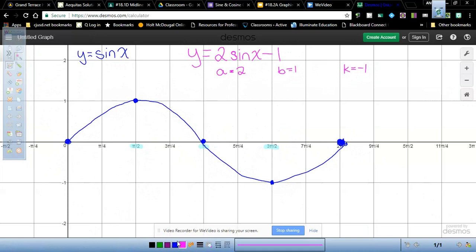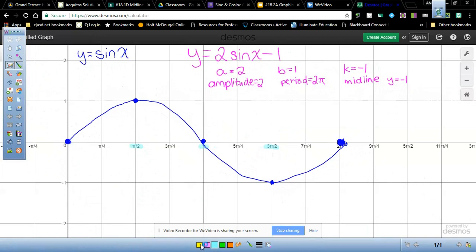Well, on a sine graph, an a of 2 means my amplitude is 2. My b being 1 means nothing happened to my period. And the standard period of both sine and cosine is 2 pi. And k equaling -1 means my midline happens through the horizontal line of y equals -1. So the first thing I'm going to do on my graph is sketch the midline for myself so that way I can reference it. So I'm going to go ahead and use a highlighter to show my midline. And so all my distances for my amplitude will be based upon this.